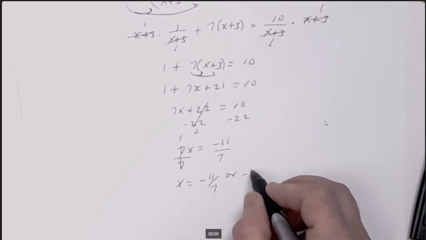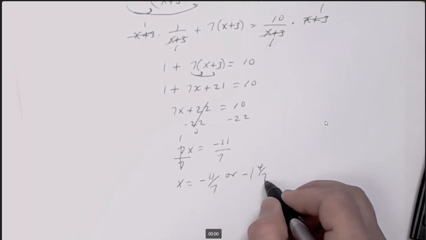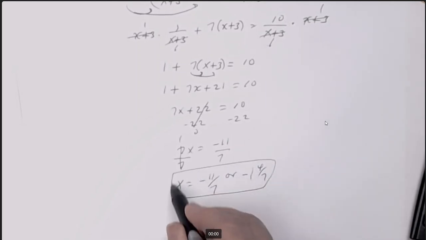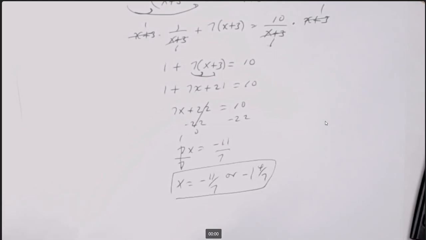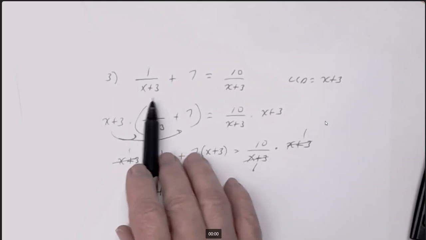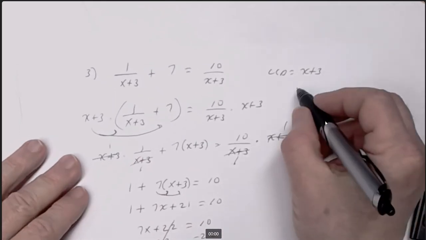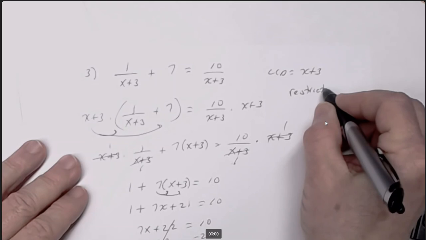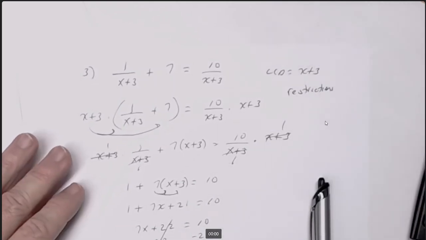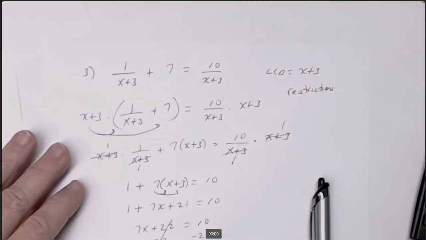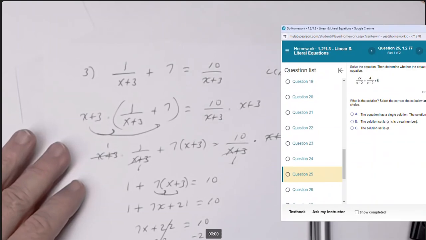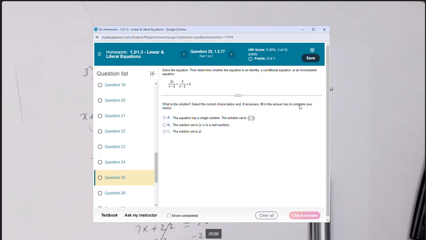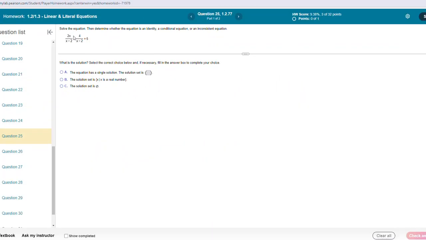All right, now, one thing I need to go back to is this. Whenever you have a rational equation, you're going to have to find the restrictions. So I want to go back. Hopefully it's still up here. I don't think it's in that one. And we also need to talk about this. Notice the direction says solve the equation, then determine whether the equation is an identity, a conditional equation, or an inconsistent equation.